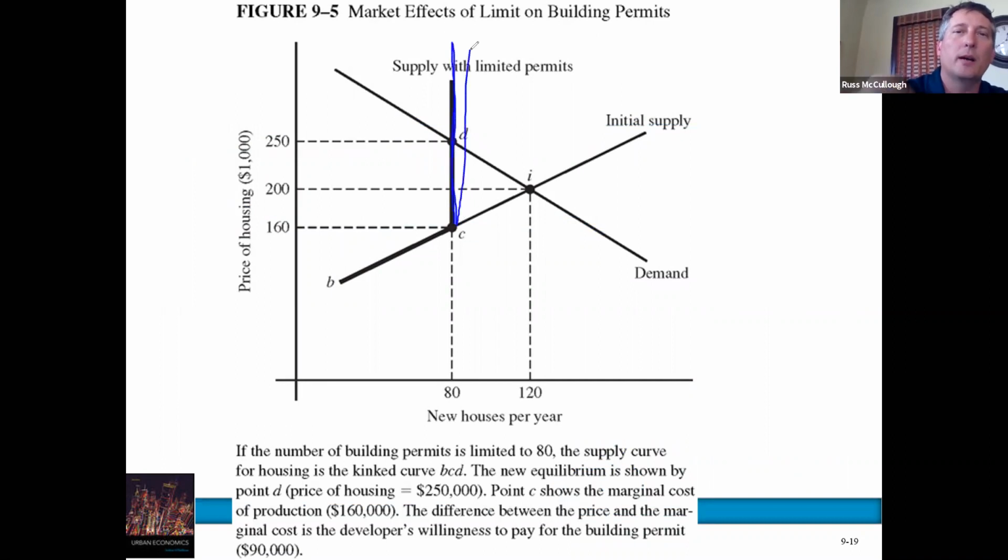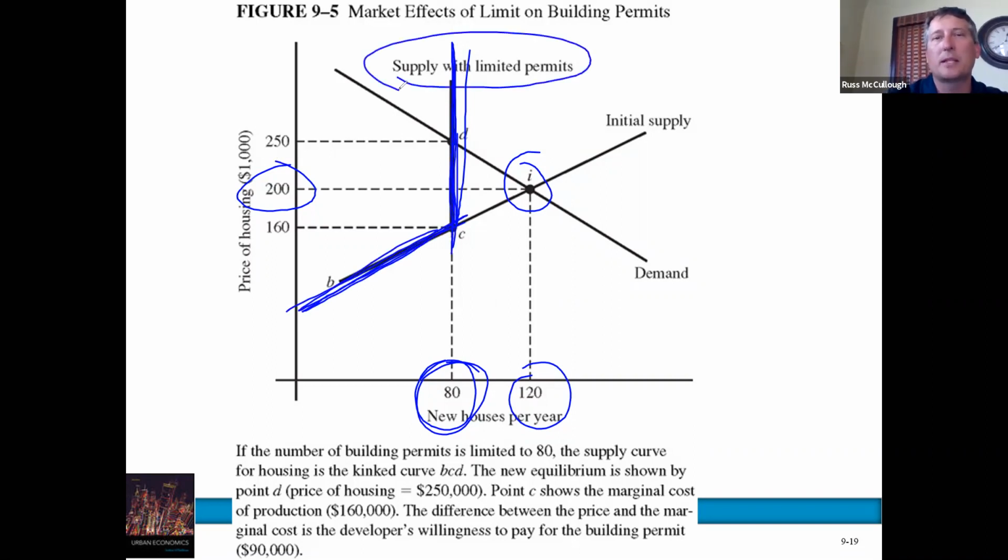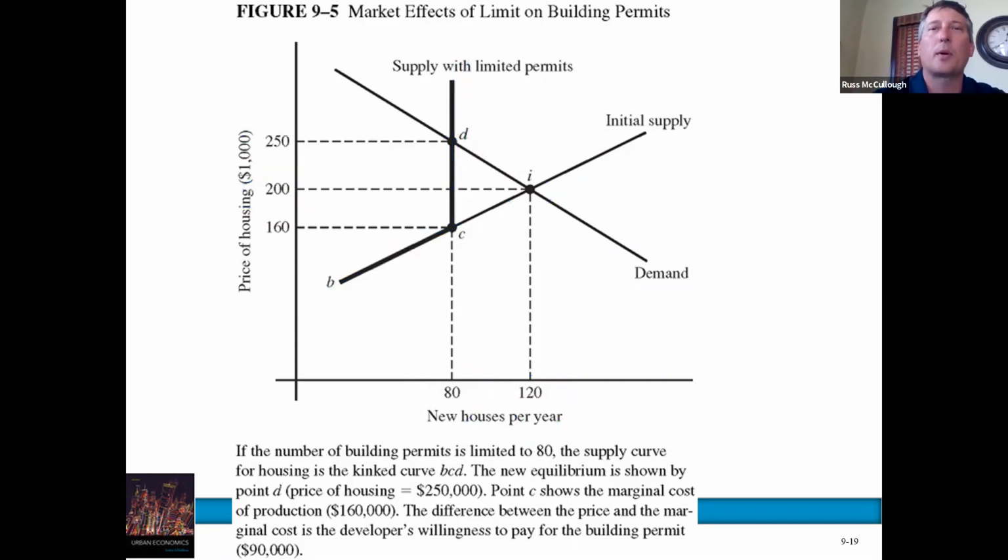And so a quota restricts the number of new houses. In a free market, the supply and demand would have been at 120 units at a $200,000 price tag. Now with our restricted building permits at 80, it effectively makes the supply curve kinked. So the supply curve comes down and now it goes up. Now supply with the limited permits is now at $250,000. So these types of actions, again, are going to be putting upward pressure on prices.